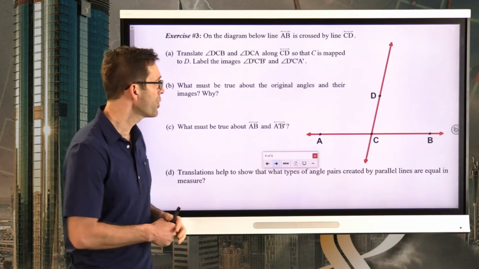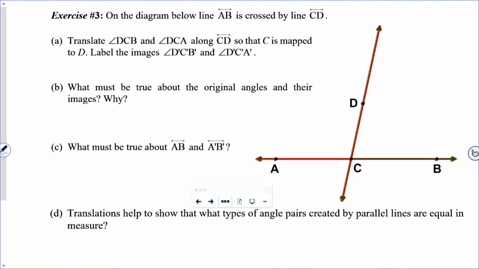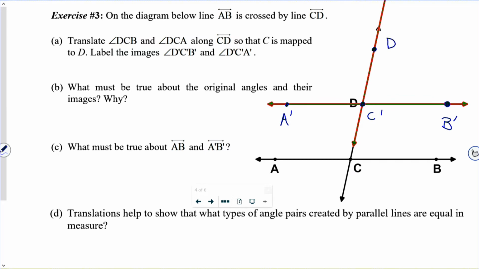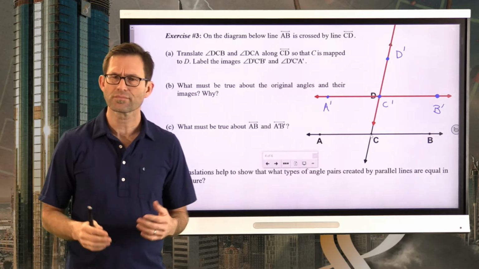All right, well, here we go. For me, it's pretty easy. All I have to do is shift this up like this until C ends up at D. That means that this is going to be A prime, this is going to be B prime, and yeah, C prime and D are in exactly the same location, but that's okay. All right, there we go.